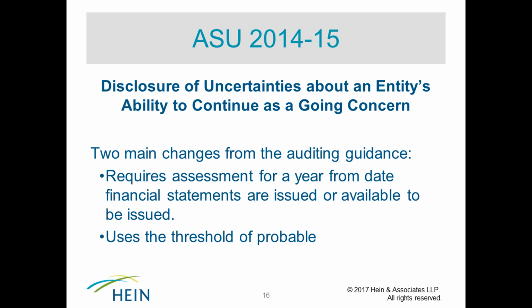And it does use that threshold of probable, which is different than what the auditing guidance says. The auditing guidance doesn't have the word threshold. It just says if there is substantial doubt about your ability to continue as a going concern, we have to add a paragraph. And substantial doubt, at least in my mind, is not a threshold of probable. It's somewhere probably south of probable, less stringent than probable. So you have a higher threshold to look at. Is it probable we're going to go out of business?